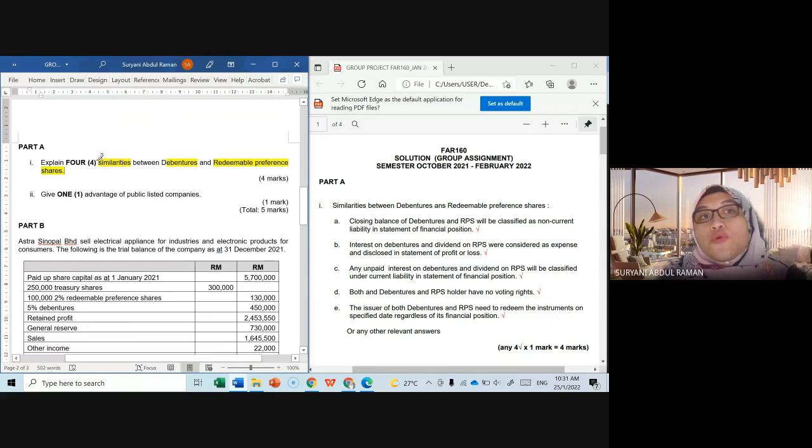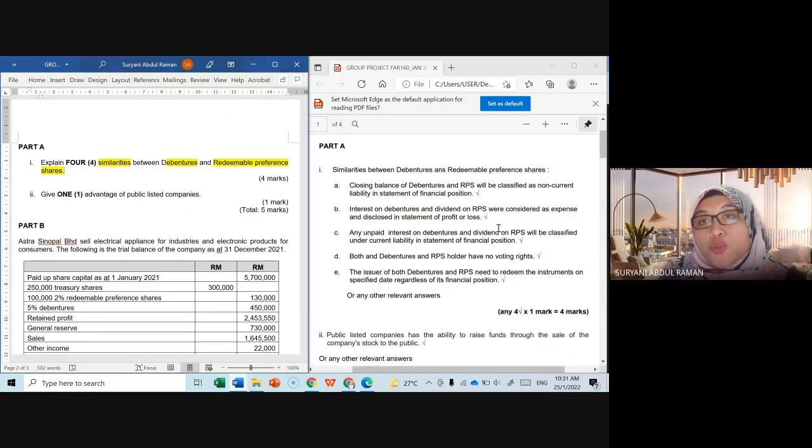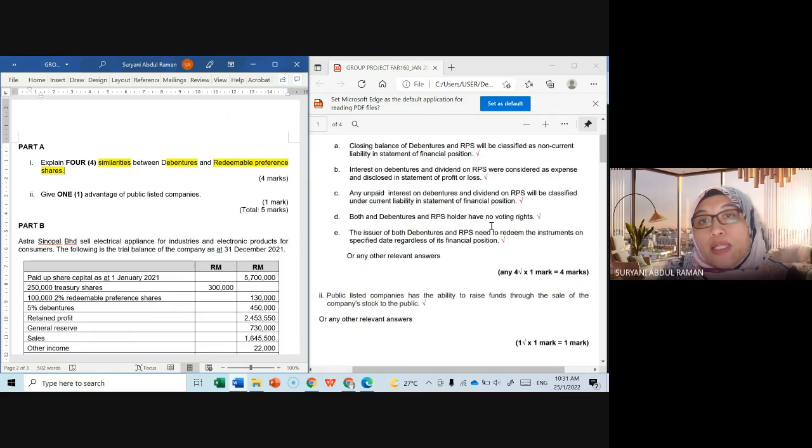You just have to explain four only. So when we say explain, meaning you have to elaborate a bit on the point that you are going to share. Let us look at the similarities between these two instruments. You may answer any four of it or any other relevant answer, but if you just state without giving any explanation, then there's no point, because we need to know what you mean by cumulative, for example, and so on.